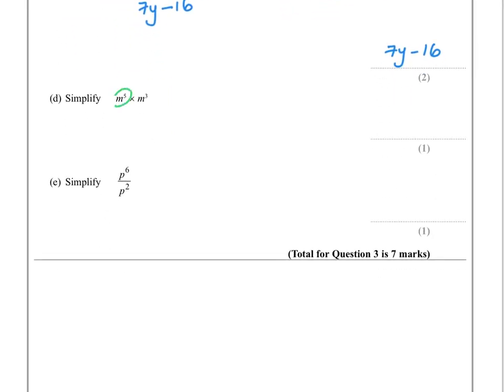M to the power 5 times m to the power 3. Well, m to the power 5, longhand, will be this, times by m to the power 3. So if you think about it, the power here, the index would be 1, and you would add those up, so you'd have m to the power 8.